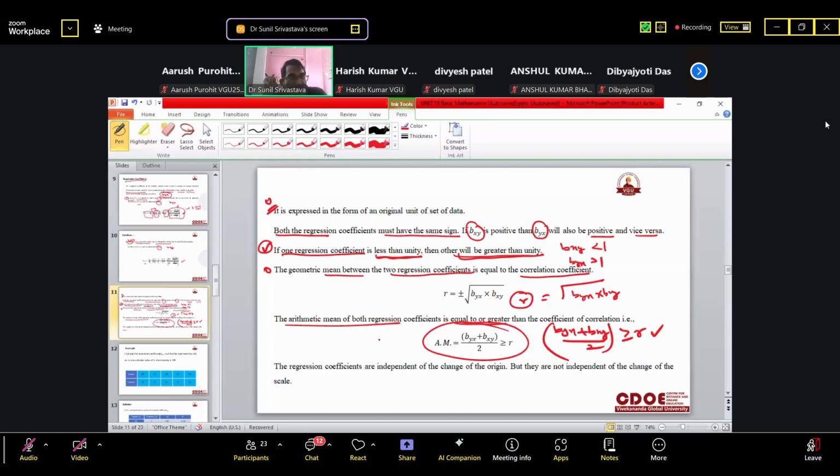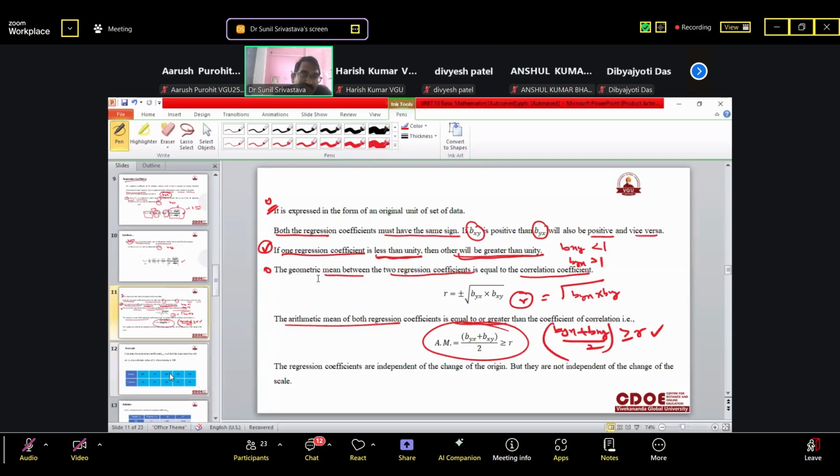One is that the geometric mean of the two regression coefficients is always equal to the correlation coefficient. If one regression coefficient is less than unity, the other must be greater than unity. Both must have the same sign: if one is positive, the other should also be positive, and if one is negative, the other should also be negative. The arithmetic mean of the two regression coefficients is always greater than or equal to the correlation coefficient.